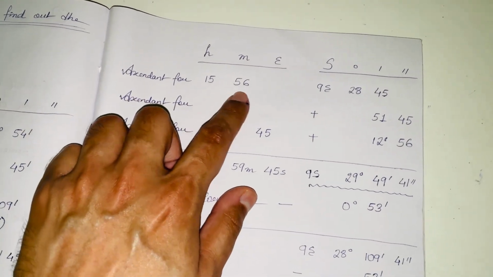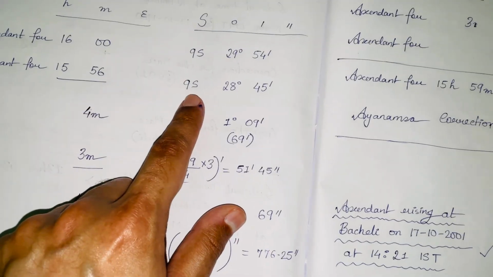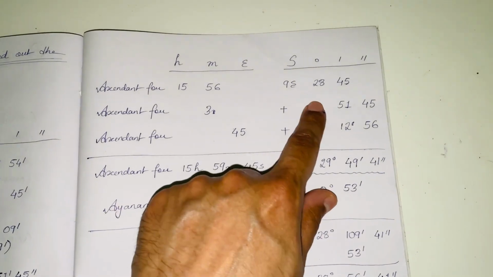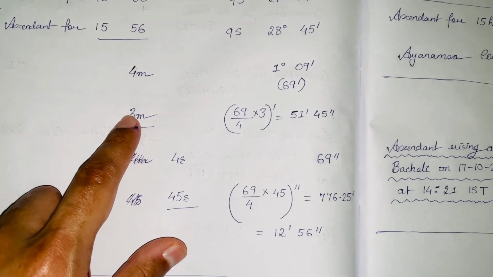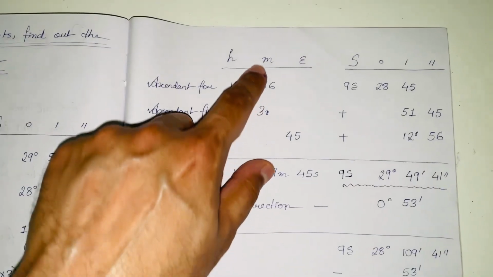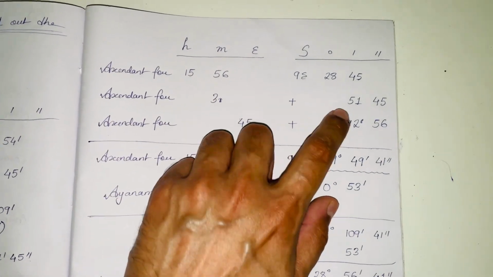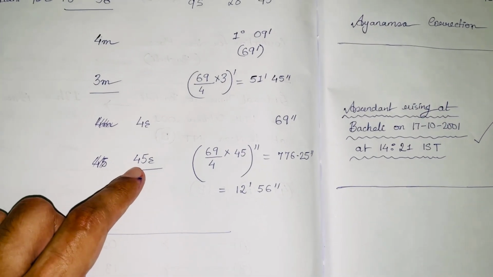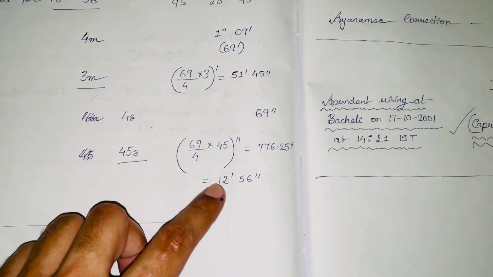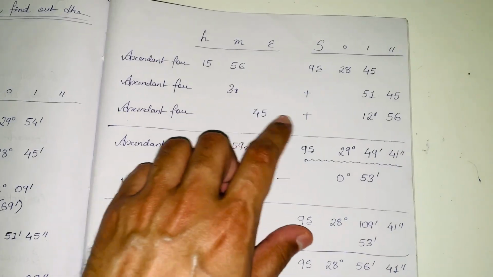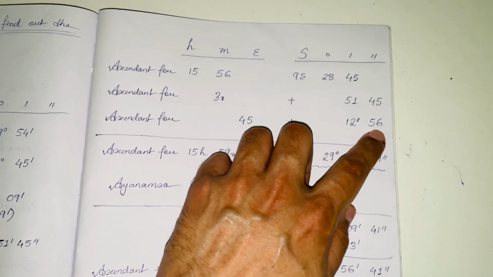Ascendant for 15 hour 56 minute is 9 signs past 28 degree 45 minute. Okay, I've written that over here. Ascendant for 3 minute is 51 minute and 45 second. This is what I have written over here, plus 51 minute and 45 second. And then the ascendant for 45 second is 12 minute and 56 seconds, plus 12 minute and 56 seconds.